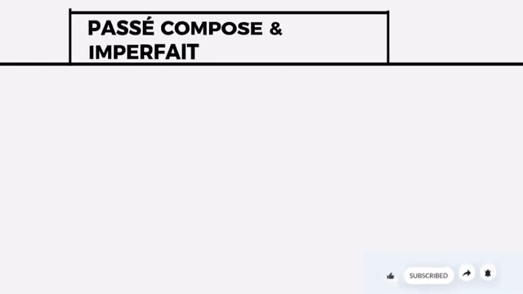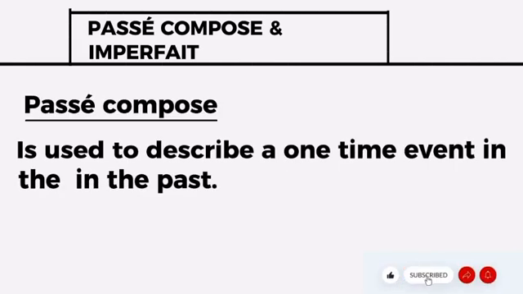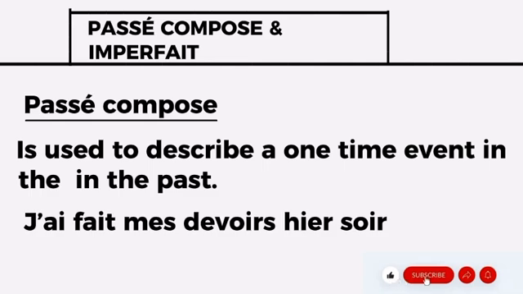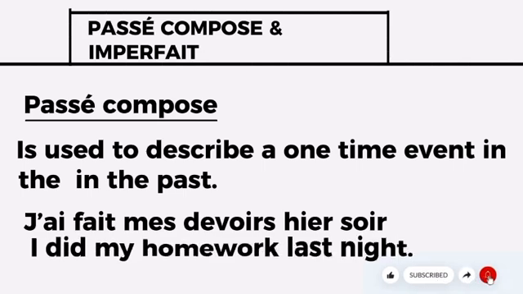Another common mistake most people make in French is the use of passé composé and imperfect. Passé composé is used to describe a one-time event that happened in the past. For example, j'ai fait mes devoirs hier soir. And this one is I did my homework last night.